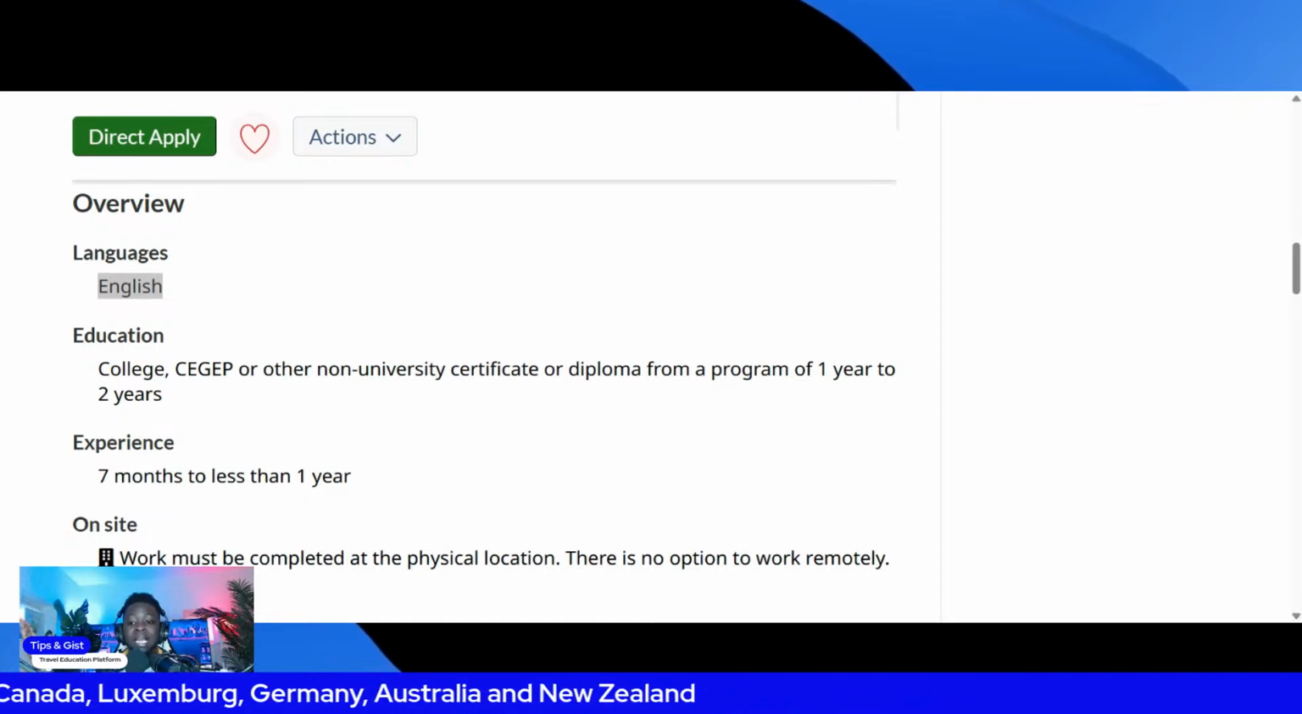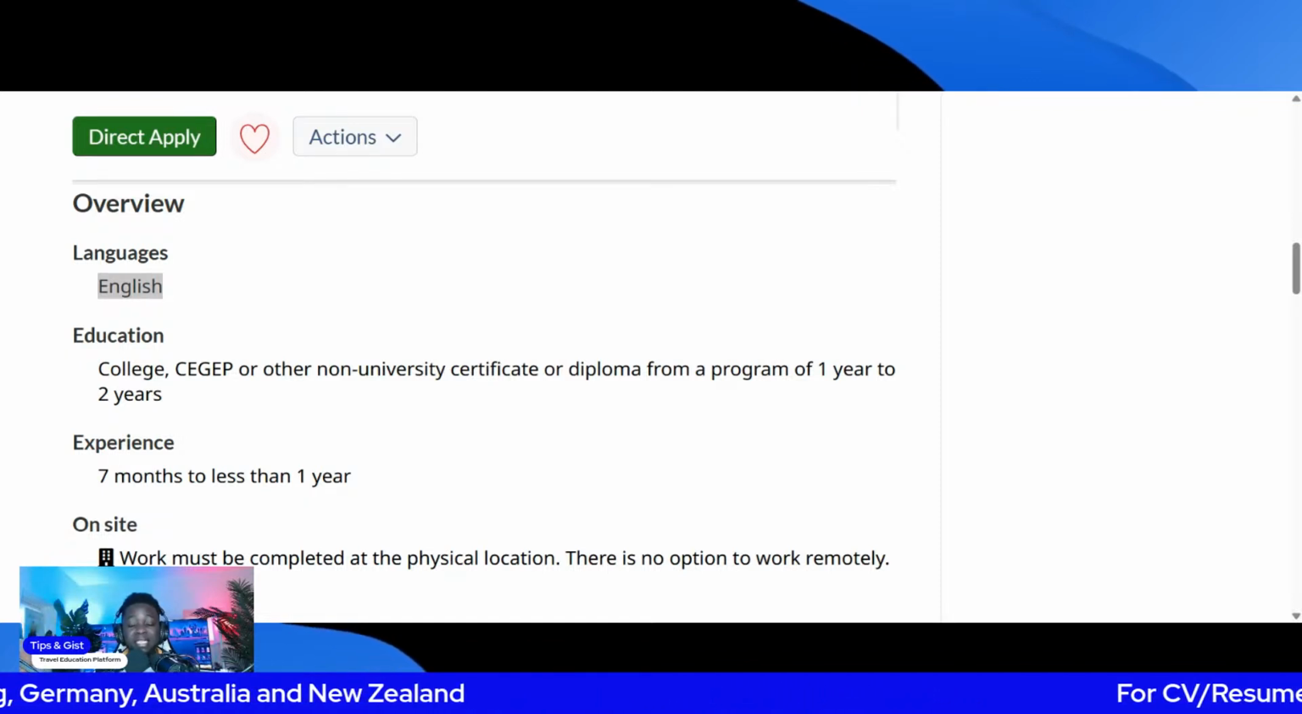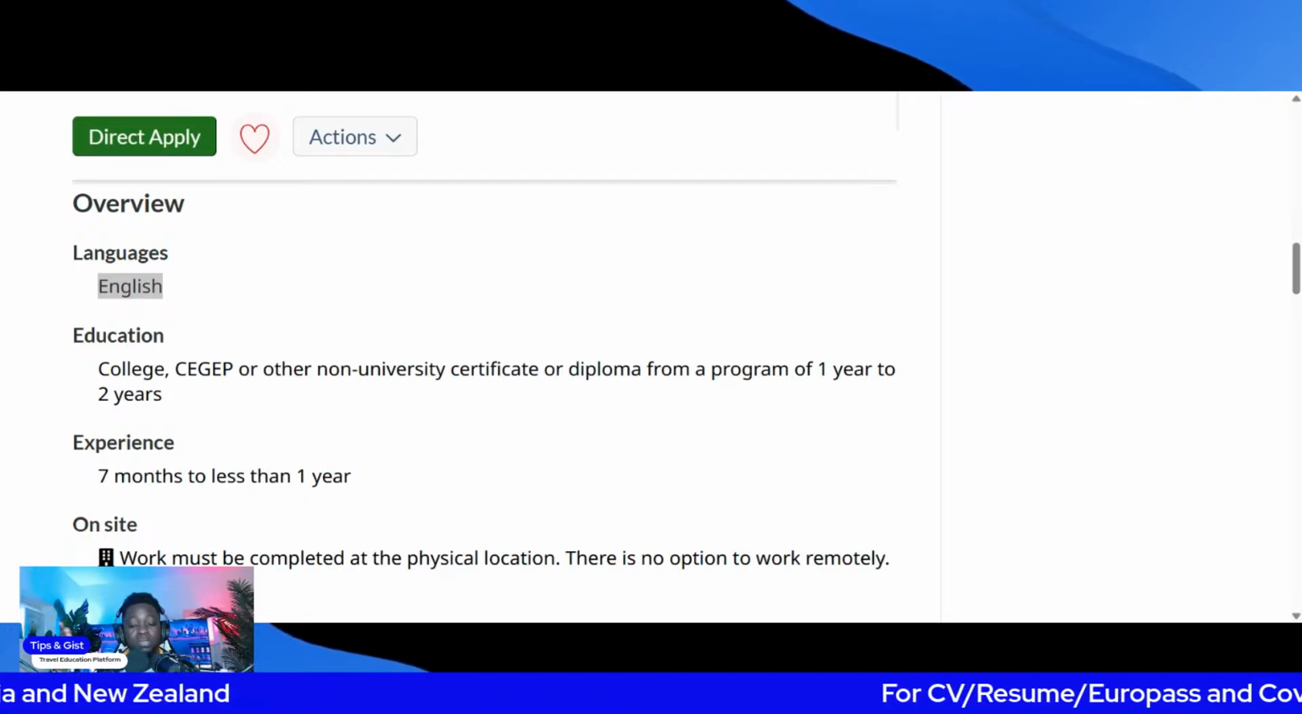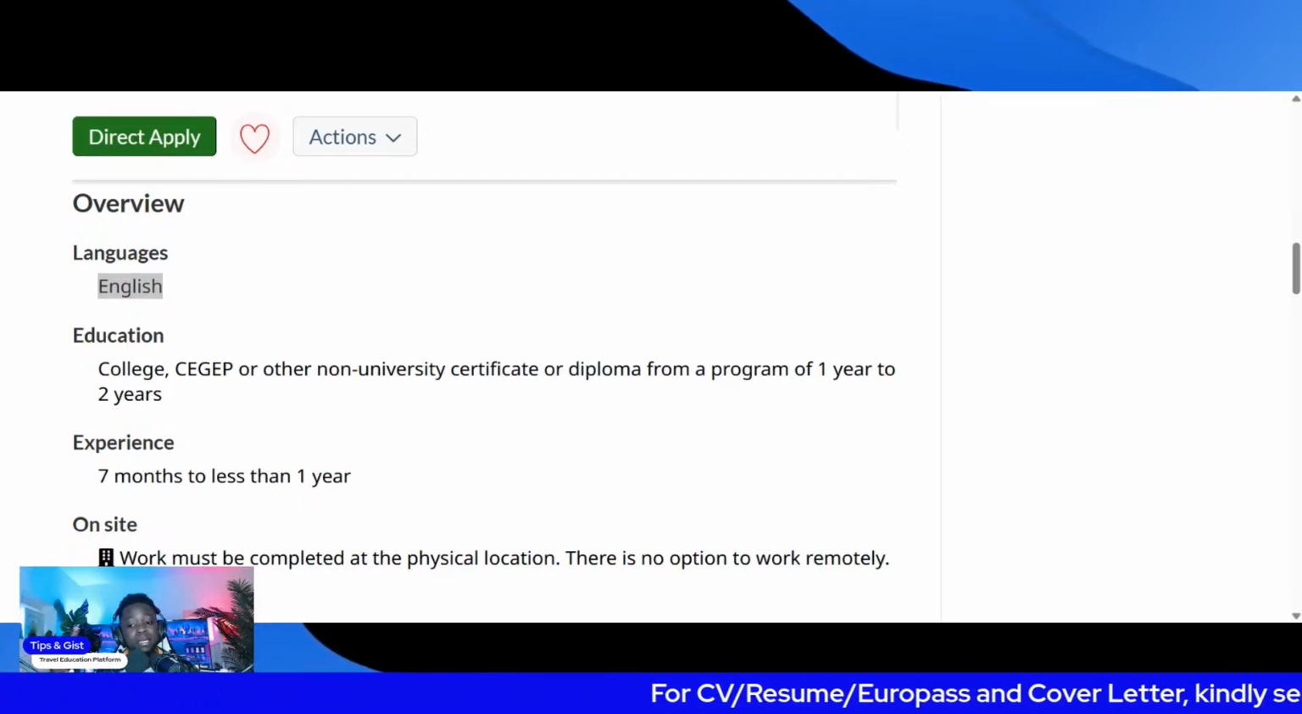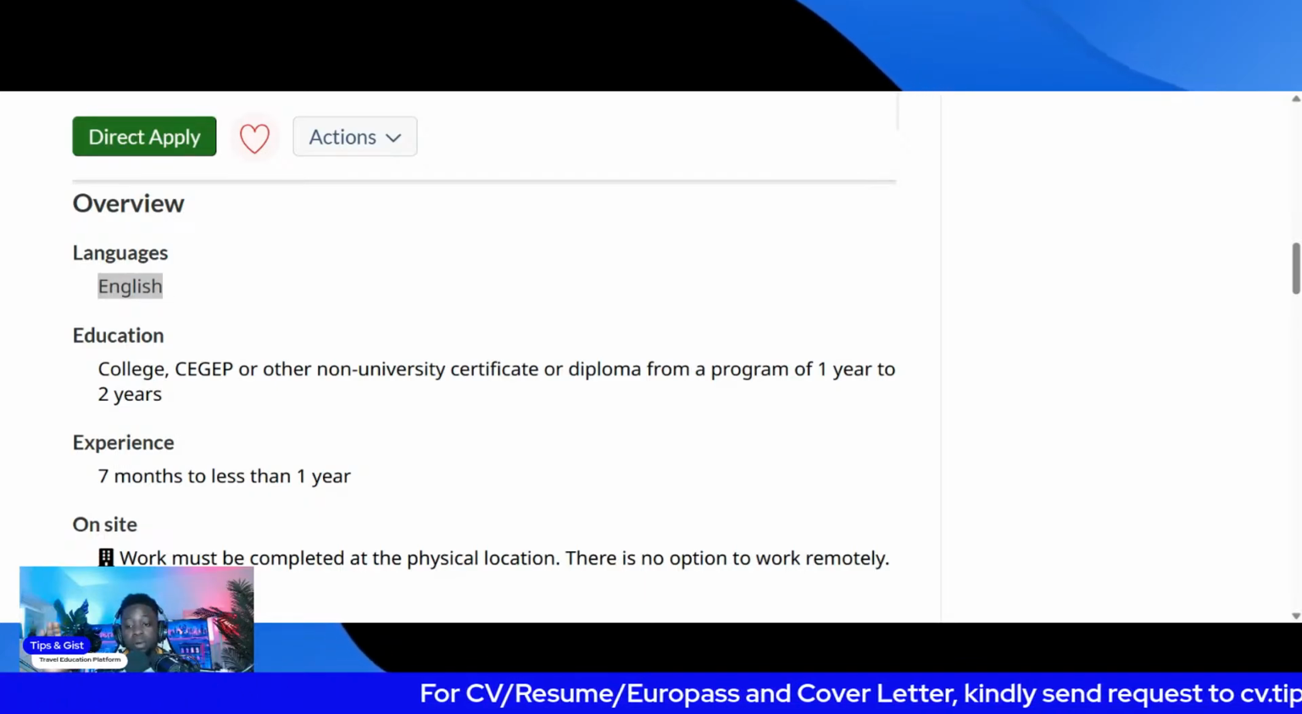And so I am telling you for a fact that if you are a JHS leaver and you still want to apply for jobs in Canada, it is either you go and write your WAEC or you write IELTS.